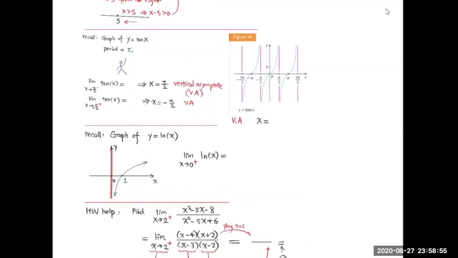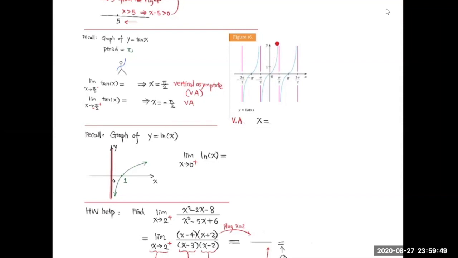The last part over here, as you recall, the period of the function tangent of x is equal to pi. So it's going to repeat every pi. So from negative pi over 2 to pi over 2, the graph is going to look like this. And then it's going to repeat every pi. Okay. So what's the limit of this function tangent of x as x approaches pi over 2 from the left side? So here's pi over 2. So we're going to go along the curve and x approaches pi over 2 from the left side.